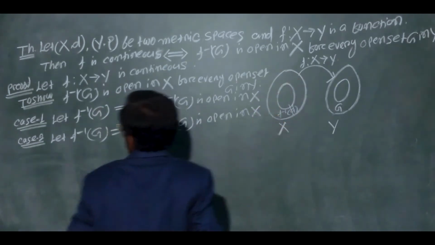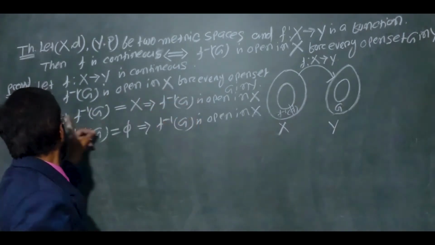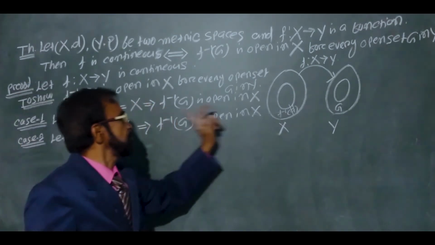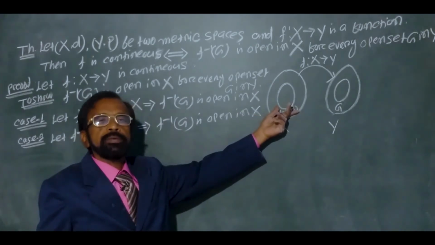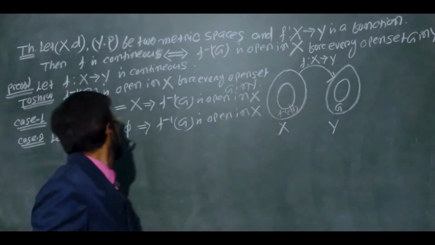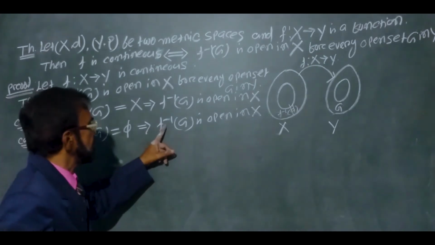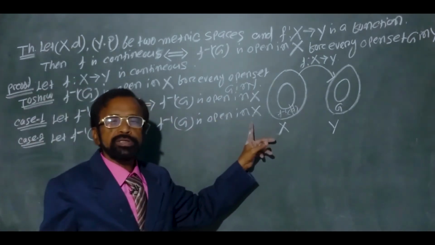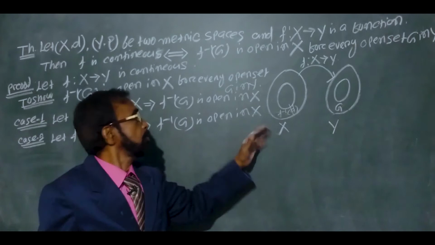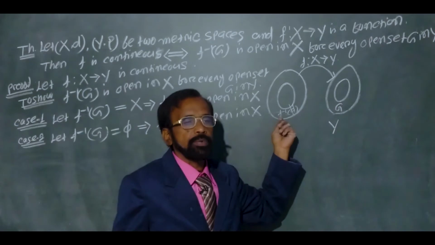What happens? Case 1, let f inverse G be equal to X, which implies f inverse G is open in X, because we know that the whole space is open and the null set phi is also open. Similarly, case 2, let f inverse G equal the null set phi, which implies f inverse G is open in X, because the null set phi is open as well. That means it is open. Then under the continuous map, we pull back from open set to open set.